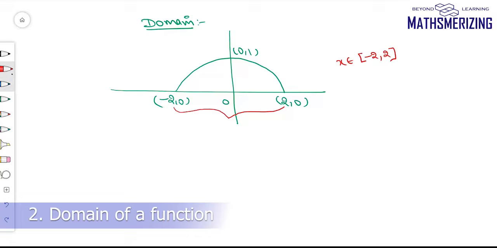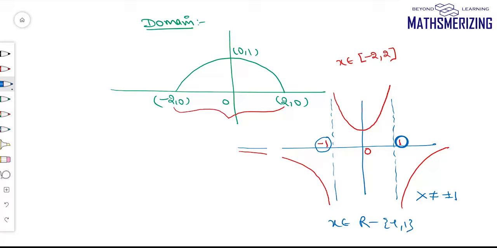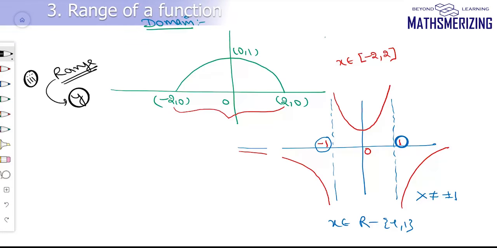Now what about this one? For this function, I have this graph at all points except at -1 and at +1. So that means the domain of this function is x is unequal to plus or minus 1, or in other words, I can write x belongs to R minus {-1, +1}. So the third thing that I can find out from the given graph is its range.